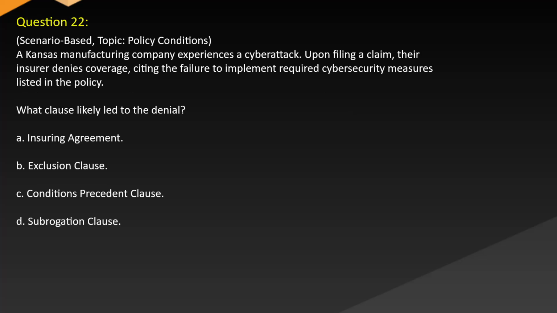A Kansas manufacturing company experiences a cyber attack. Upon filing a claim, their insurer denies coverage, citing the failure to implement required cybersecurity measures listed in the policy. What clause likely led to the denial? A. Insuring agreement. B. Exclusion clause. C. Conditions precedent clause. D. Subrogation clause.